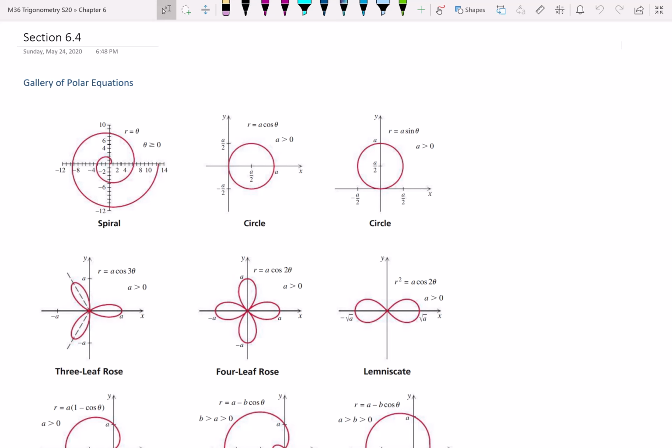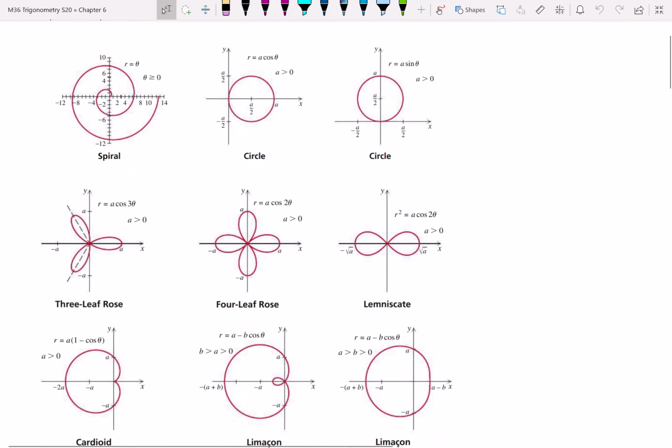Everybody. So in section 6.4, we're going to learn how to graph polar equations, which is really exciting because it has to do with your project. And so I actually wanted to start off by showing you a gallery of polar equations. Depending on a certain polar equation, you're going to produce a different kind of graphical representation. And so here are 9 different ones.